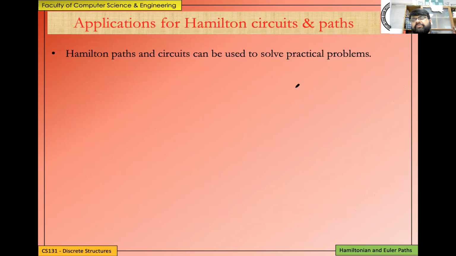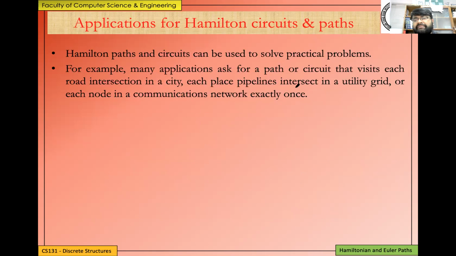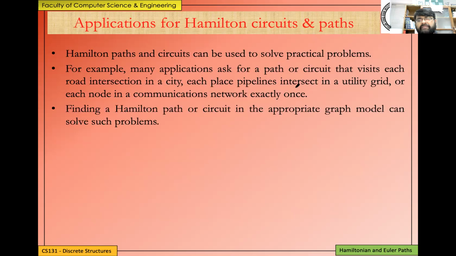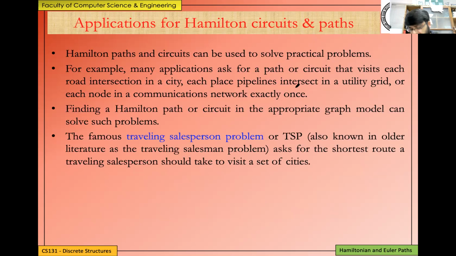So then let's come to applications for Hamilton circuits. Why are we studying Hamilton circuits? Well, Hamilton paths and Hamilton circuits can be used to solve practical problems. For example, many applications ask for a path or circuit that visits each road intersection in a city, each pipeline intersection in a utility grid, or each node in a communication network exactly once. So if it's about nodes, if it's about vertices, then Hamilton paths and Hamilton circuits are the way to go. So finding a Hamilton path or circuit in the appropriate graph model can solve such problems. Of course, you need to convert them into a graph problem, and then you can apply the Hamilton path or Hamilton circuit to analyze this.